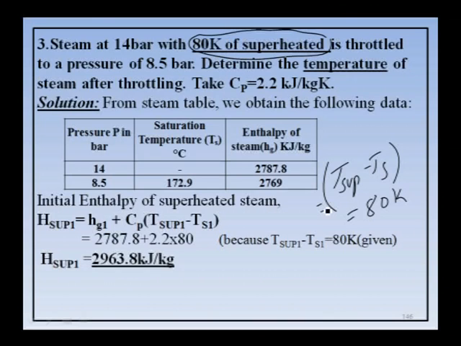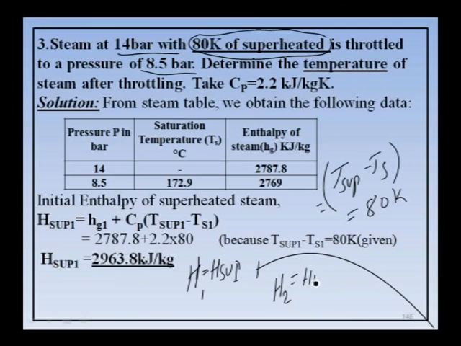It is throttled to a pressure of 8.5 bar. So this is the second pressure and this is the initial pressure. Now what is the initial condition of steam in this problem? Degree of superheat is given, so no problem. So initial condition H1 is nothing but H sup, because it is superheated, degree of superheat is given. Next, final pressure is given but condition is not given, so we must always consider it a wet steam because the condition is not known. So initially it is superheated, finally it is wet steam. By using this relation you should start finding the details.